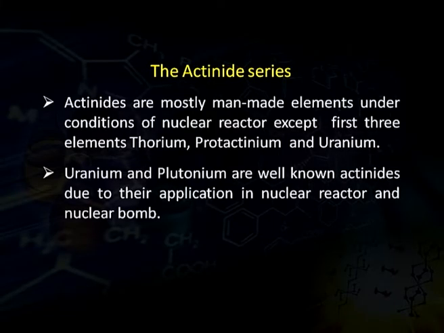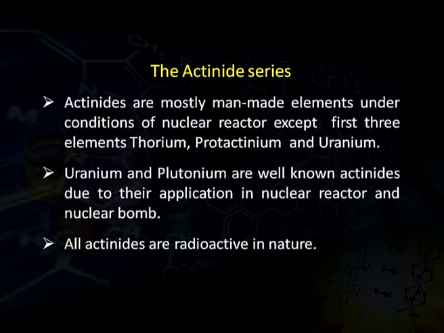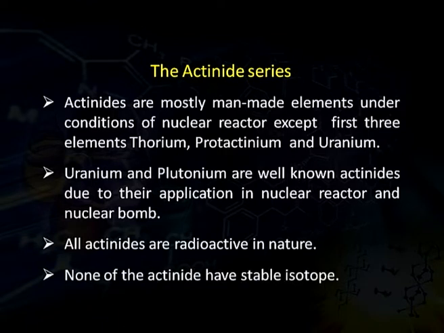Uranium and plutonium are well known actinides due to their application in nuclear reactors and nuclear bombs. Particularly, plutonium is used in nuclear bombs. All the actinides are radioactive in nature. None of the actinides has any stable isotope.